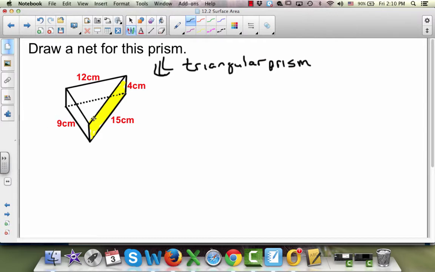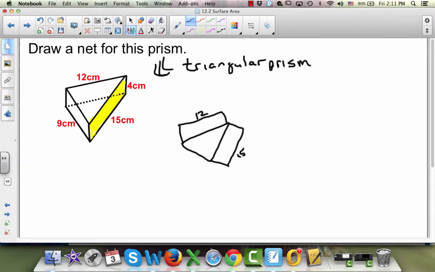So what that means is you're unfolding this. We start out with the bottom of it, which is shaped like that. See the bottom right here. Attached to the bottom is this side. So we let it fold out like so. That's this side over here, the 15. So this would be a 15 right here. And then we've got this side over here, and it folds out like so. And the measurement of it was 12.